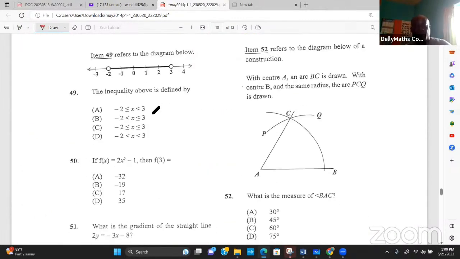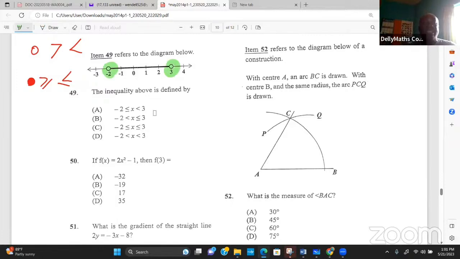All right, 49. The inequality above is defined by. Now, let's just get this out of the way. If I see an open circle, it means I'm dealing with this symbol or that, okay? If I see a closed circle where it is shaded, I'm either dealing with this with the bar underneath it or that with the bar underneath it, okay? So that's the idea. The fact that I'm seeing 2 unshaded, that means I definitely know that anything with the bar is already wrong.